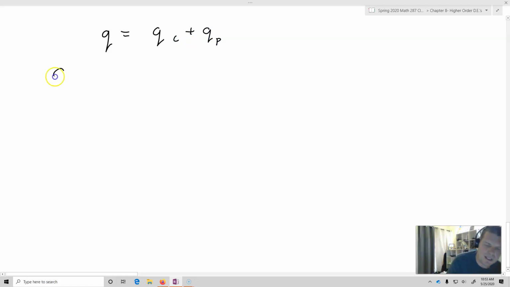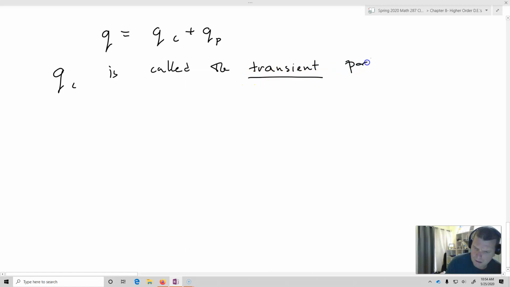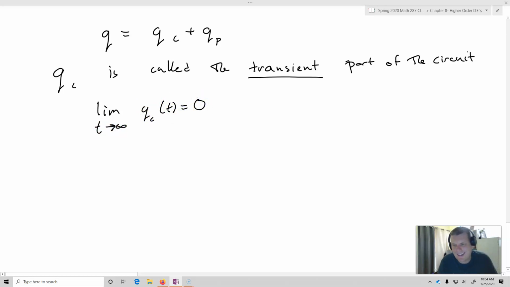Now here's the thing. QC is called the transient part of the circuit. And what we know is that the limit as t approaches infinity of QC of t is always going to end up equaling 0. You can actually kind of look at that. That's exactly what's going to happen. It's going to end up approaching 0.